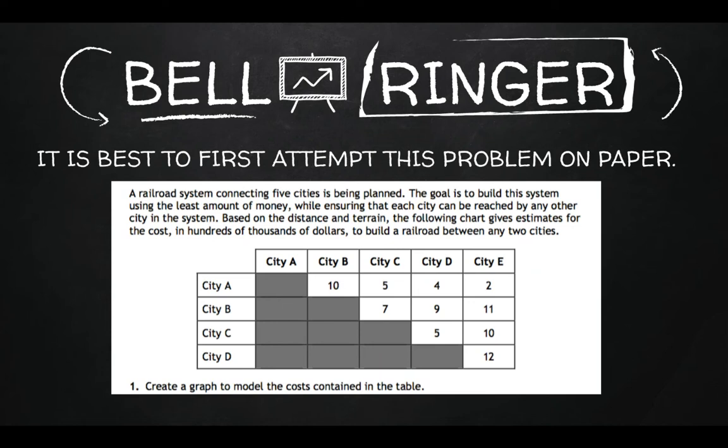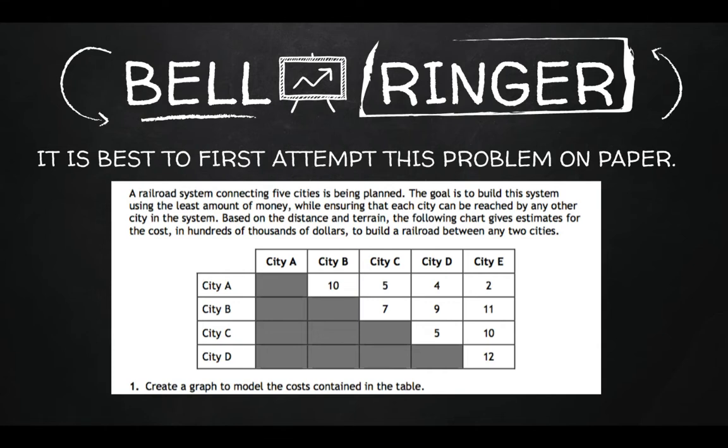A railroad system connecting 5 cities is being planned. The goal is to build this system using the least amount of money, while ensuring that each city can be reached by any other city in the system. Based on the distance and terrain, the following chart gives estimates for the cost, in hundreds of thousands of dollars, to build a railroad between any 2 cities.